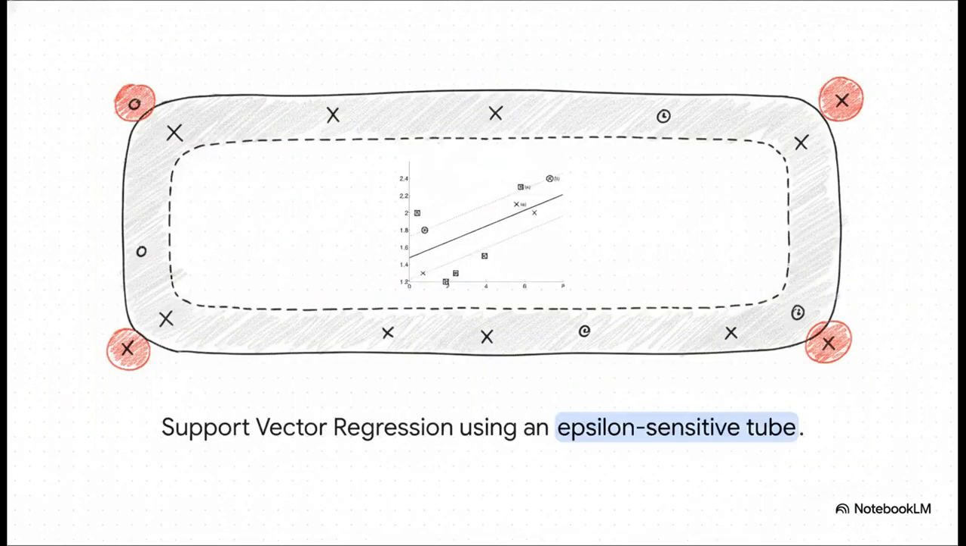What's fascinating here is how the core SVM logic completely flips for regression tasks. Instead of creating a margin to push data points away, support vector regression uses an epsilon-sensitive tube to actually capture data points. Imagine a solid line representing our actual prediction, with dashed lines creating a literal tube around it. The algorithm basically ignores any small predictive errors as long as they fall comfortably inside this tube. It only penalizes the outliers that sit completely outside of it. This makes the regression model incredibly robust against noisy, messy data.